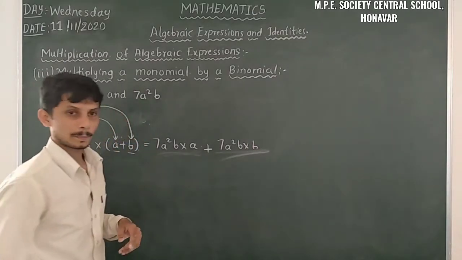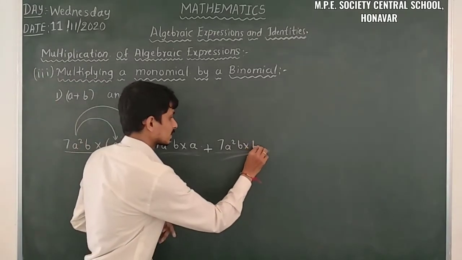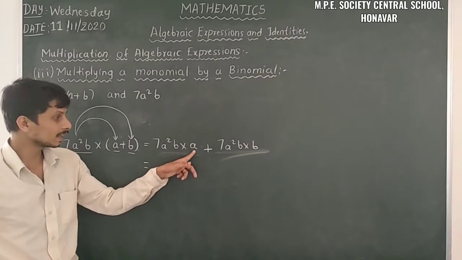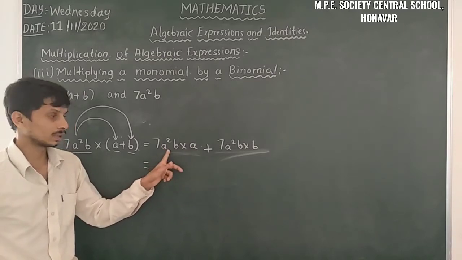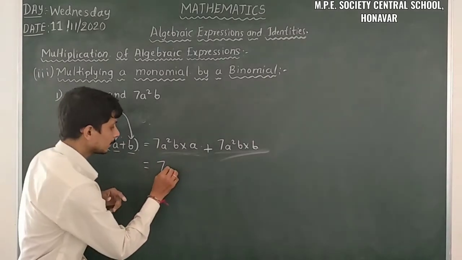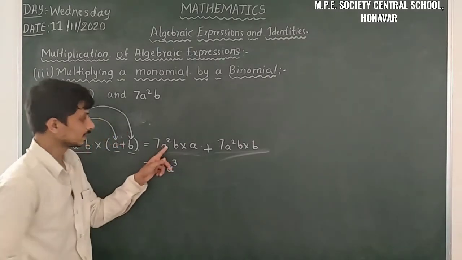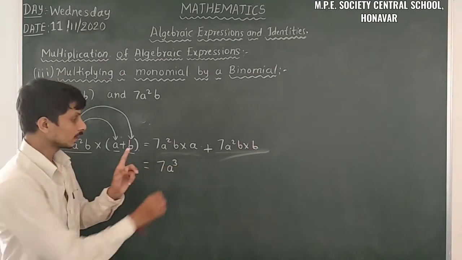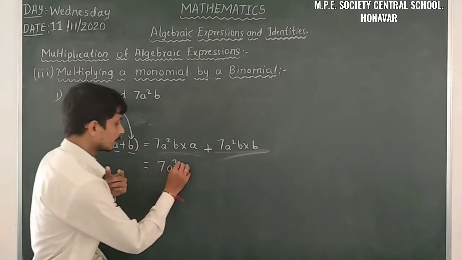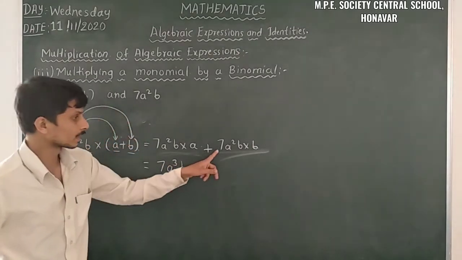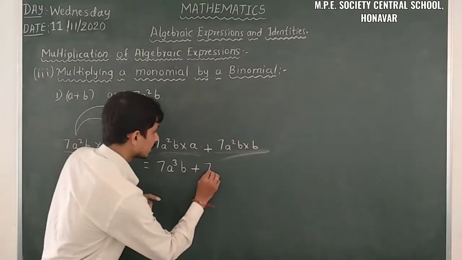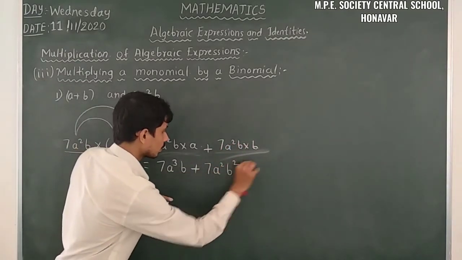Here a is there, multiplied with a, so it can multiply with a only, a square. It can multiply with a square only, that is 7a cubed, where a square is there, here a is there. So here it is 2 plus 1, I will directly write it as a cube b plus 7 a square b into b. B into b means b square, that is 7 a square b square.